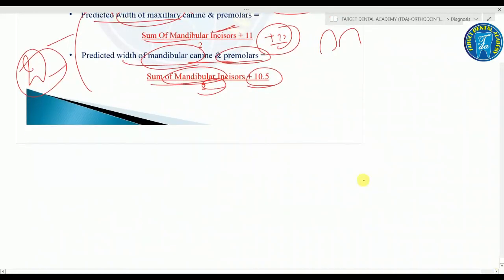So guys, this is all about the diagnosis part. Please go through it once and try to make the notes. Thank you.